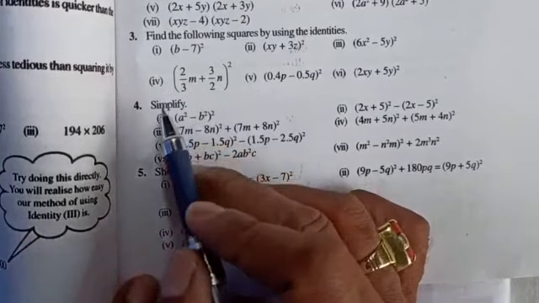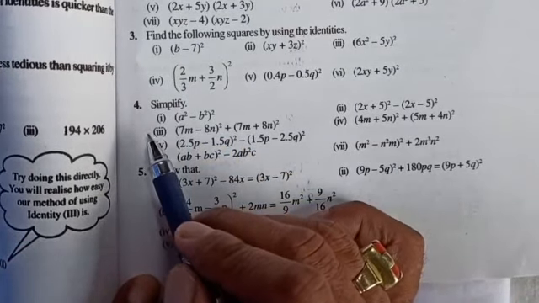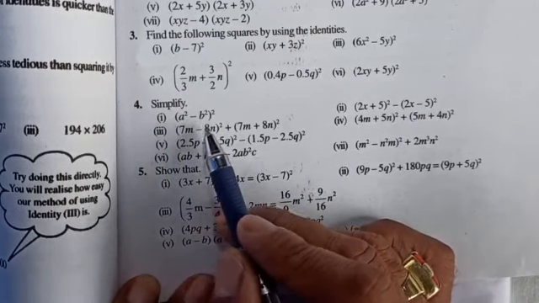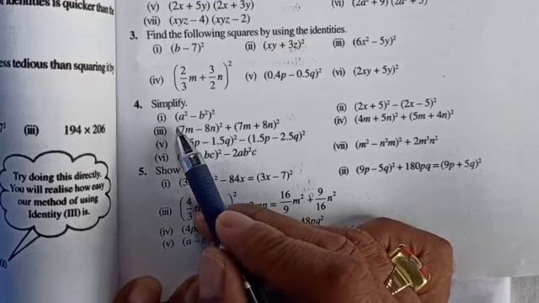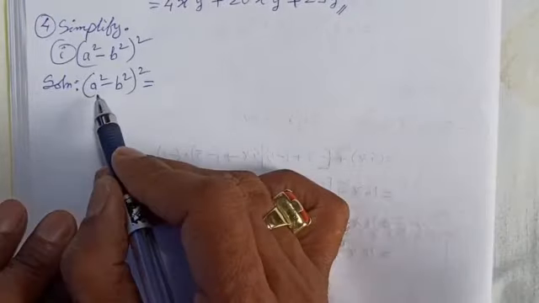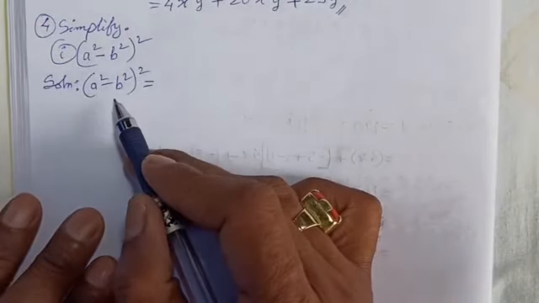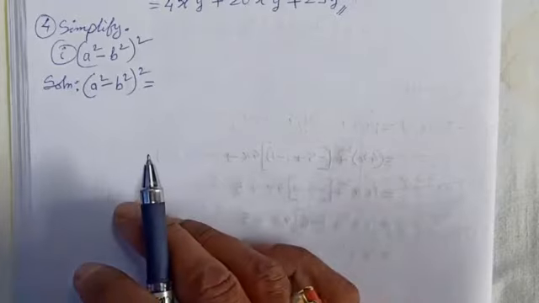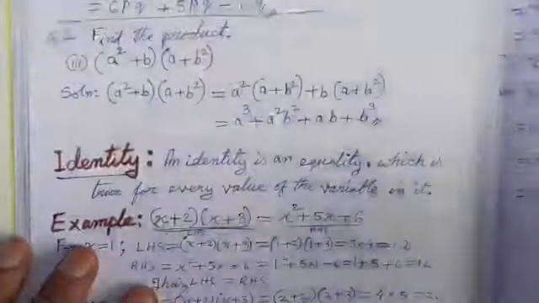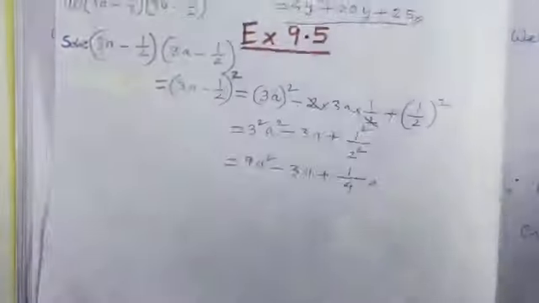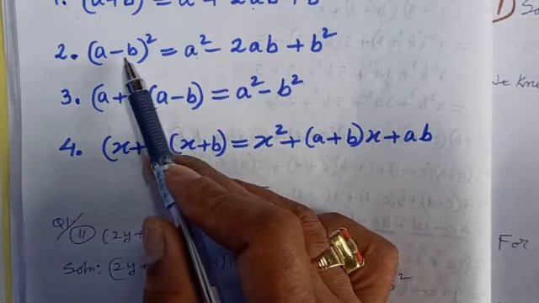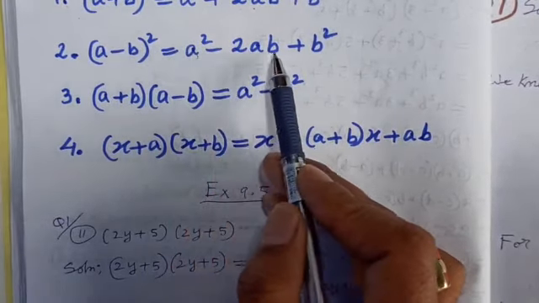Now let's start question number 4. Simplify Roman number 1, a square minus b square whole square. Okay, let's try this Roman number 1. So now solution, a square minus b square whole square. Here we have to use identity number 2. This is the identity we have to apply. A minus b whole square is equal to a square minus twice ab plus b square.